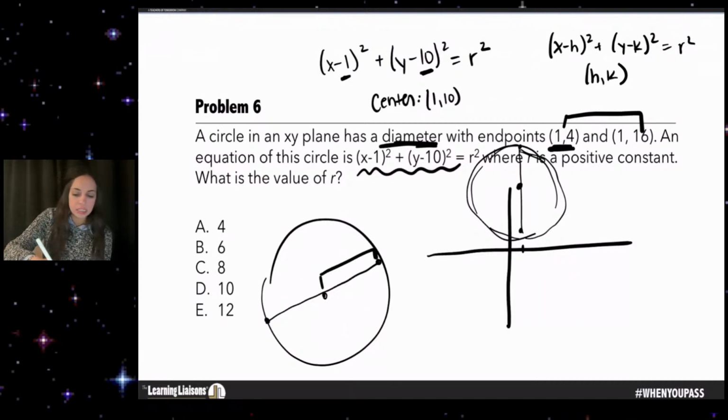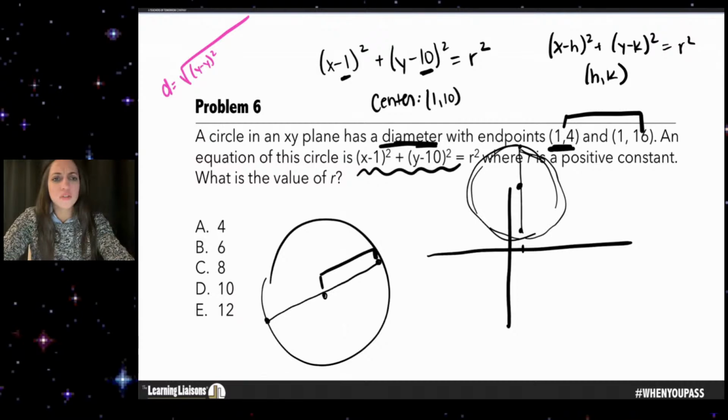And what is the distance formula? The distance formula is d equals the square root of (x2 minus x1) squared plus (y2 minus y1) squared. Wait, now I'm confusing myself. Distance formula. I'm having to look it up super fast.